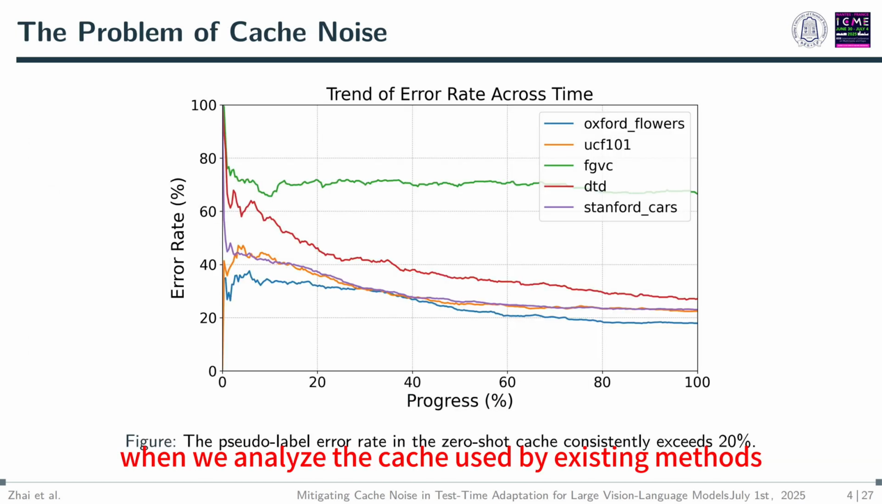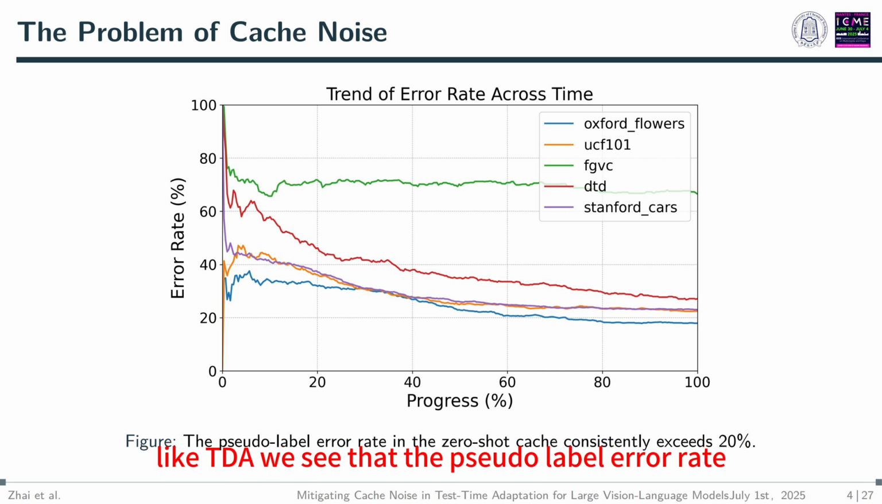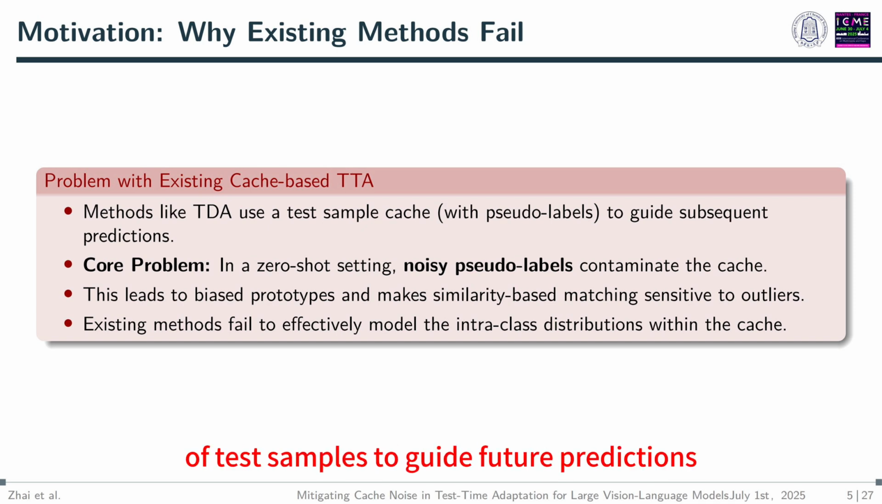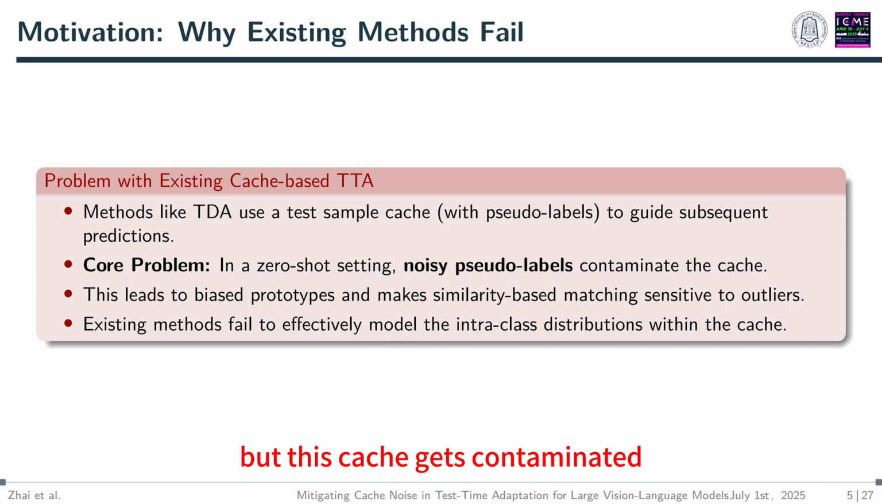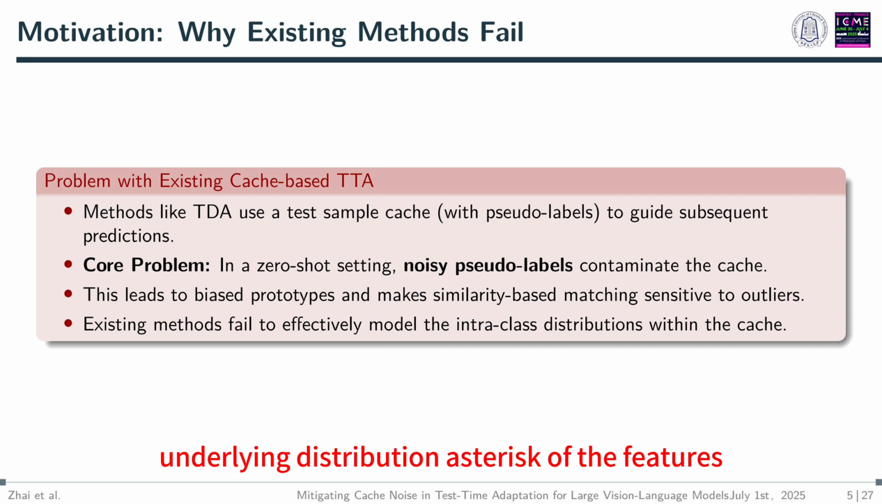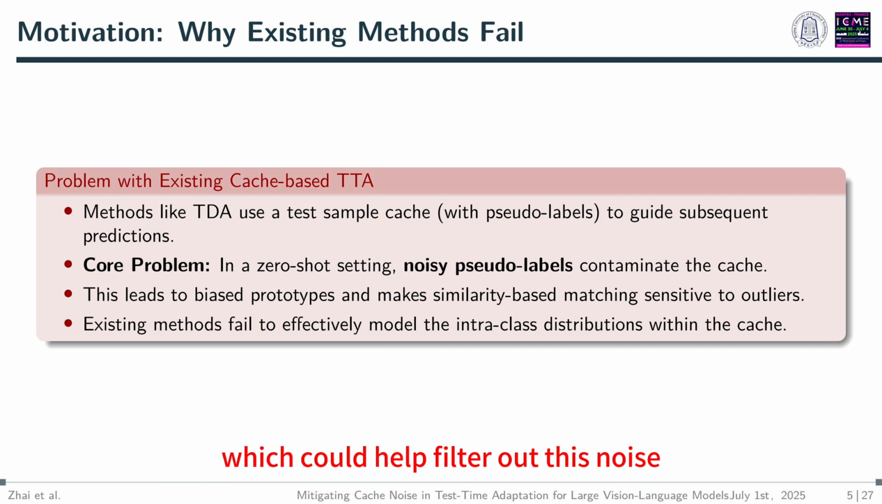And this hypothesis is supported by the data. When we analyze the cache used by existing methods like TDA, we see that the pseudolabel error rate consistently stays above a staggering 20%. This introduces a huge amount of noise into the adaptation process. This noise creates a core problem for current cache-based TTA methods. They build a cache of test samples to guide future predictions, but this cache gets contaminated. This contamination leads to 3 key issues: biased class prototypes, sensitivity to outliers, and critically, these methods lack a mechanism to model the underlying distribution of the features, which could help filter out this noise.